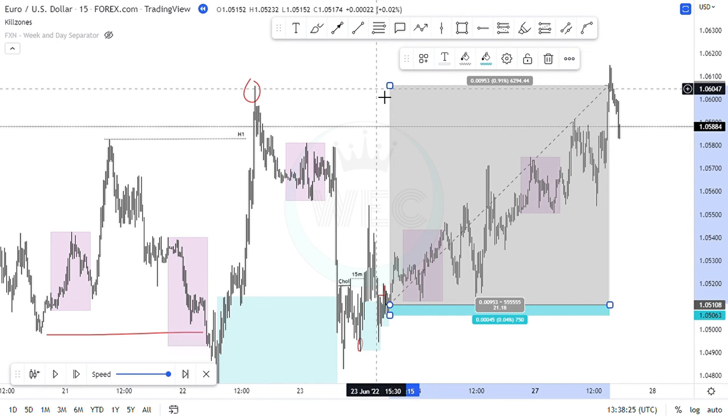So this is the trade, and I hope you found enough value in this breakdown.